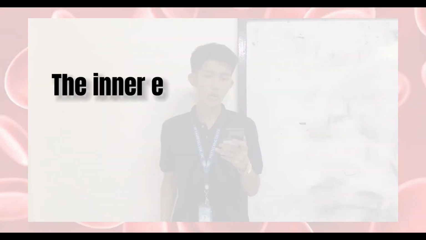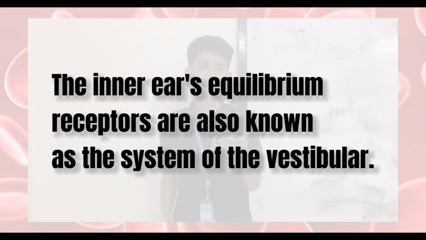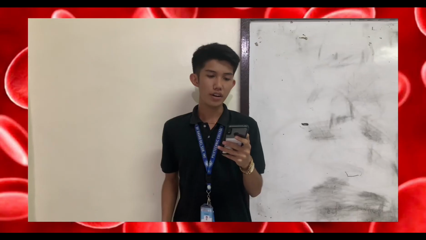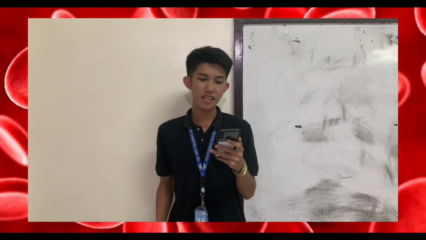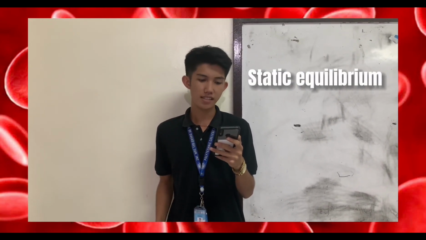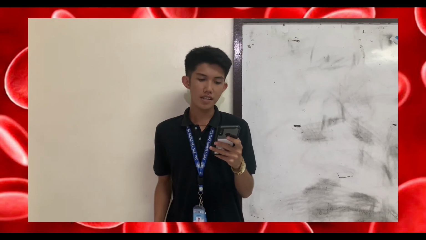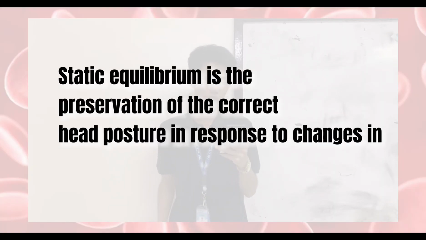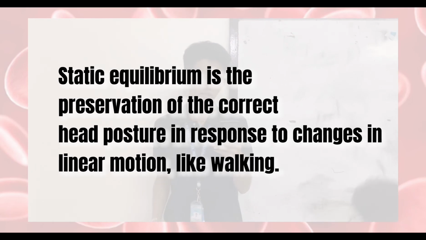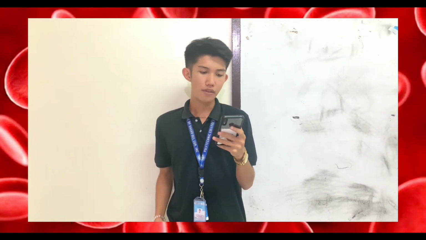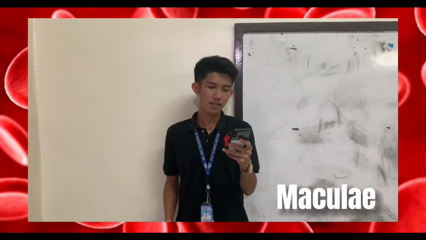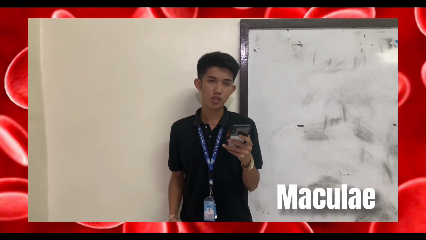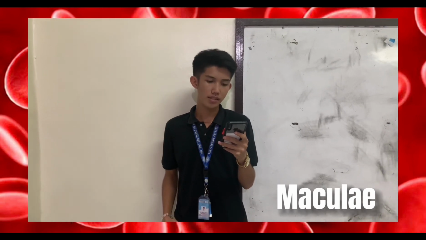The inner ear's equilibrium receptors are also known as the vestibular system. There are two functioning components of the vestibular apparatus. First, static equilibrium, and second, dynamic equilibrium. Static equilibrium is the preservation of the correct head posture in response to changes in linear motion, like walking. Static equilibrium has a sensory receptor called the maculae. The maculae consist of hair cells, the sensory receptors, and supporting cells, and their main purpose is to detect linear acceleration.